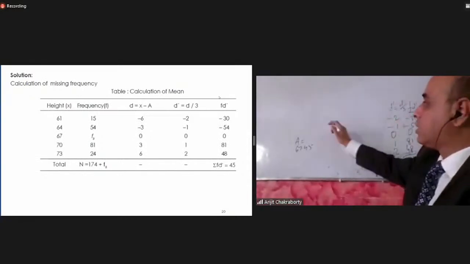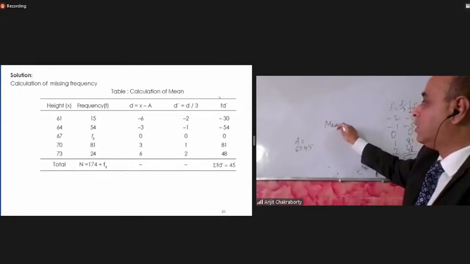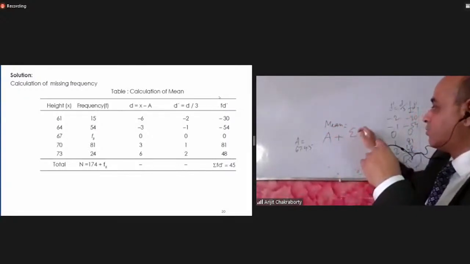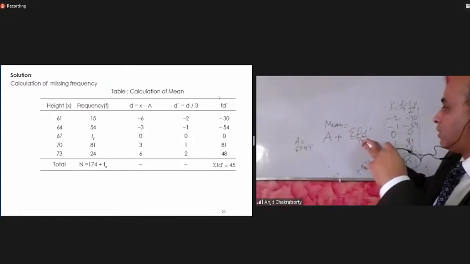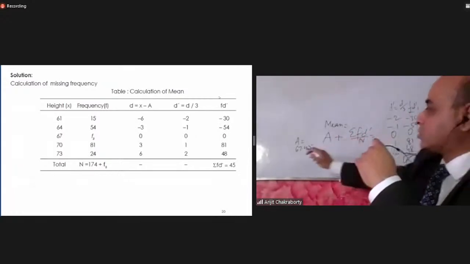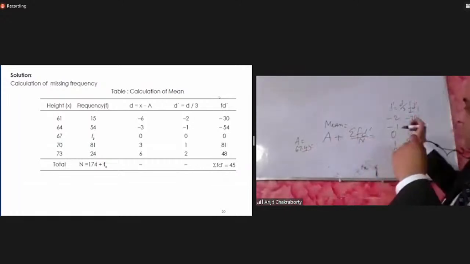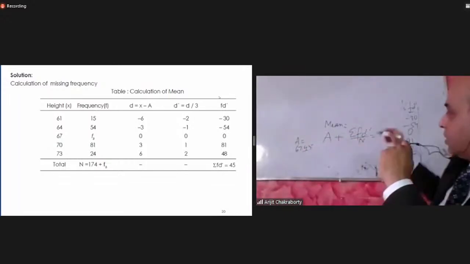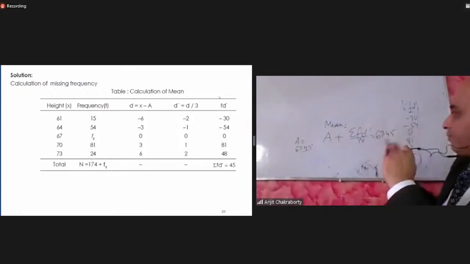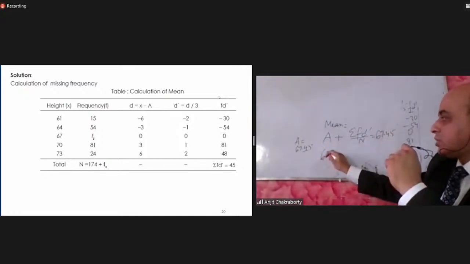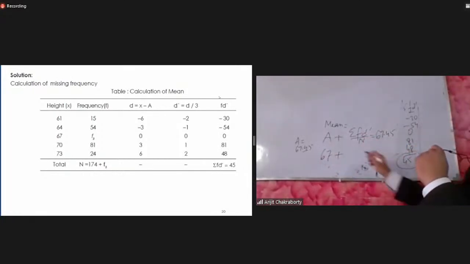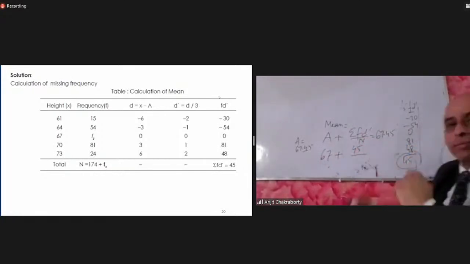So we can write the mean is equal to assumed mean plus sigma fd dash by n. And that is equal to 67.45, which is given in the problem. Assumed mean is how much? 67 we have taken. Plus sigma fd dash is 45, 45 by n.